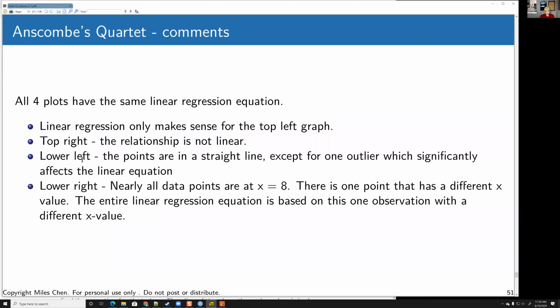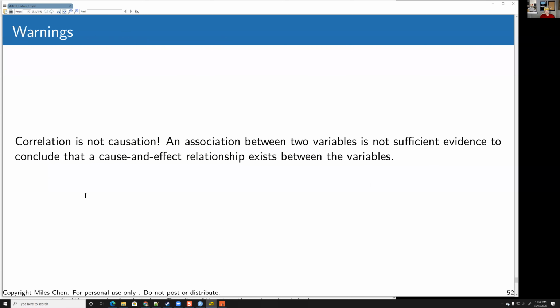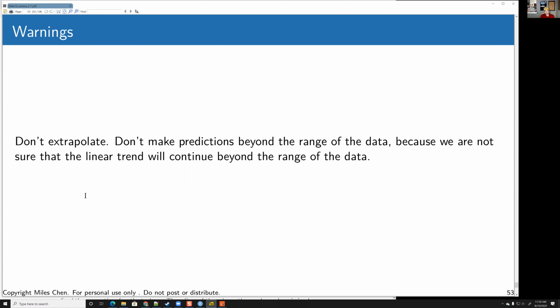Basically, this page summarizes what I've talked about with these 4 different plots here. Okay. A few more warnings that I think you guys are aware of. Correlation is not causation. We've talked about this already. Just because you see an association doesn't mean that there's a cause and effect conclusion. There could be a cause and effect conclusion. And generally, if there is a cause and effect conclusion, there's going to be correlation, but you can't go the other way around. If there's correlation, you can't jump to a cause and effect conclusion.